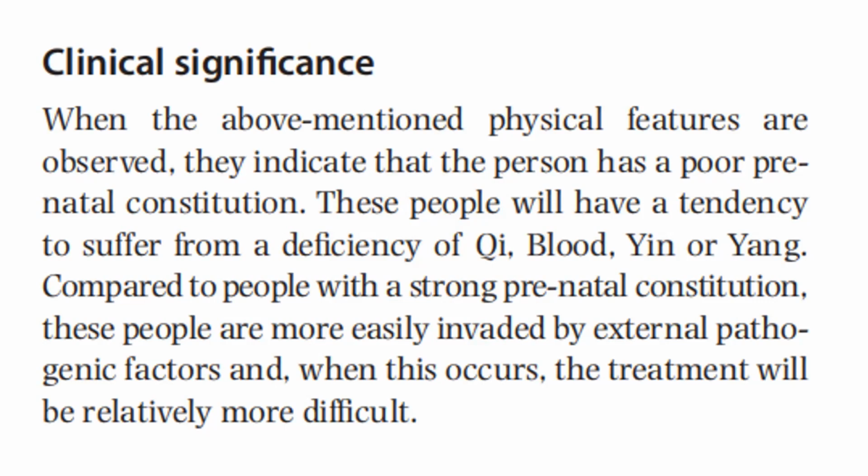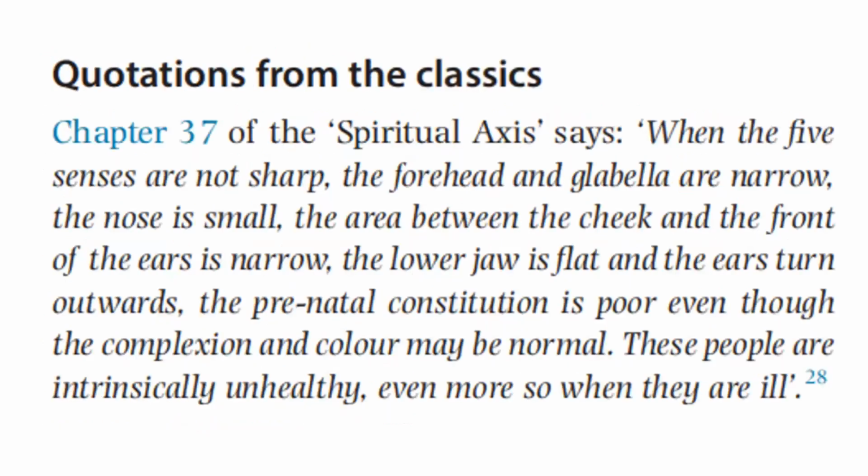Quotations from the classics. Chapter 37 of the Spiritual Axis says, when the five senses are not sharp, the forehead and glabella are narrow, the nose is small, the area between the cheek and the front of the ears is narrow, the lower jaw is flat, and the ears turn outward, the prenatal constitution is poor even though the complexion and the color may be normal. These people are intrinsically unhealthy, even more so when they are ill.